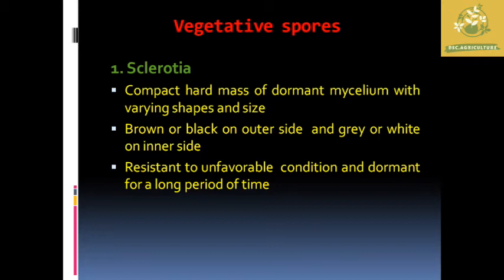The first one is sclerotia, a compact hard mass of dormant mycelium with varying shapes and sizes. They are brown or black on the outer side, as well as grey or white on the inner side. They are mainly resistant to unfavorable conditions and dormant for a long period of time until suitable climate occurs, so they can sprout and emerge on the host surface.